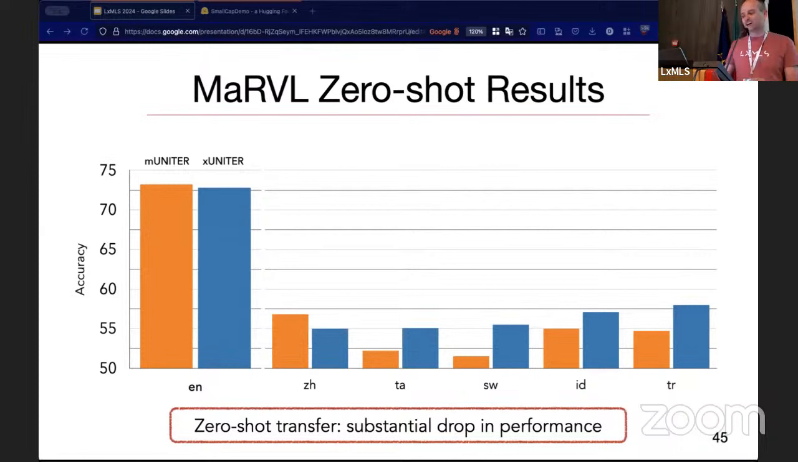Absolutely rubbish. The zero-shot ability of the model to process the sentence-image pairs in Mandarin Chinese, Tamil, Swahili, Indonesian, or Turkish: the best performance you can get is about 56% accuracy in Turkish. The rest of it, it's a binary task. The performance is at random. And so we were convinced that we had created a task where this was a really major challenge for vision and language models.